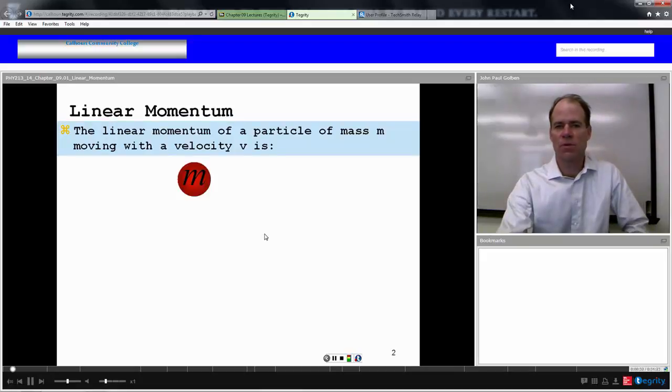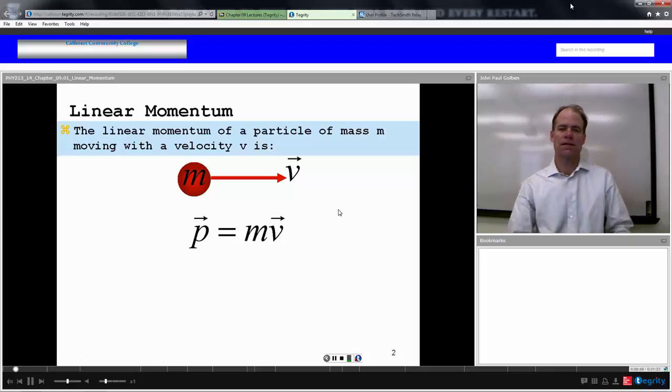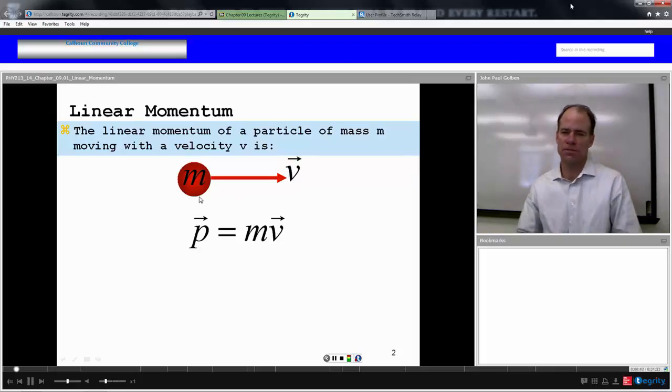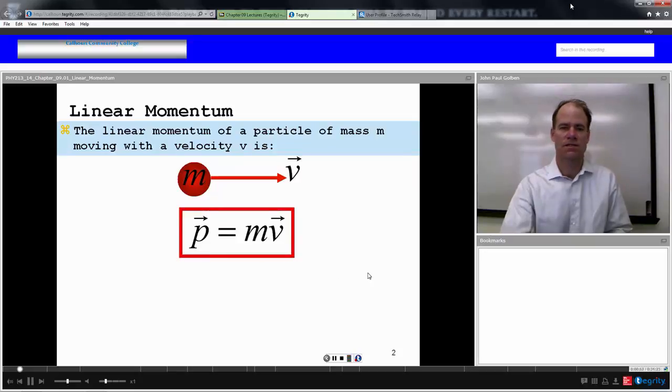We define momentum as the mass times the velocity of a particle. So P is momentum. It's equal to the mass times the velocity. And mass is a scalar quantity, and velocity is a vector, so momentum is a vector. And we designate it by P.